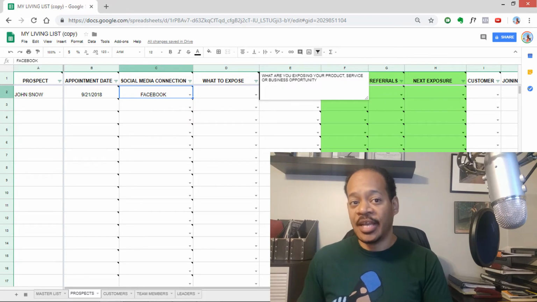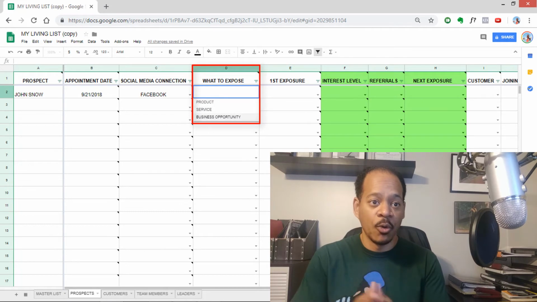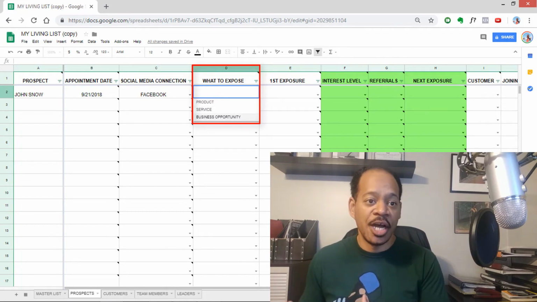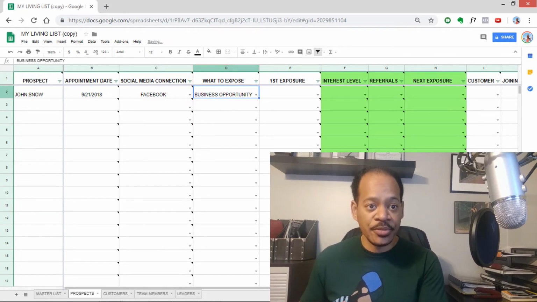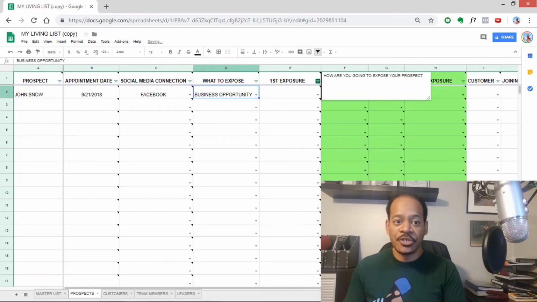Next, we've got a place to take note of what we're going to expose our prospect to, our product, service, or business opportunity. And because John Snow expressed interest in the business, we'll select business opportunity. Now we can decide how to share and present our product, service, or business opportunity.